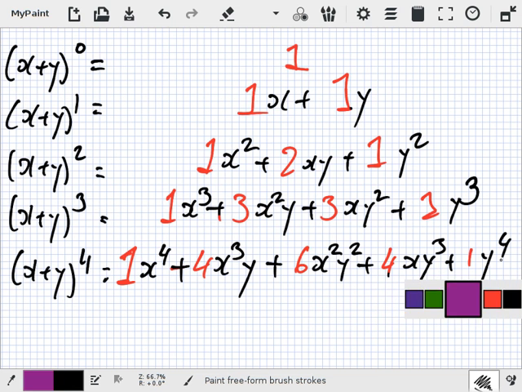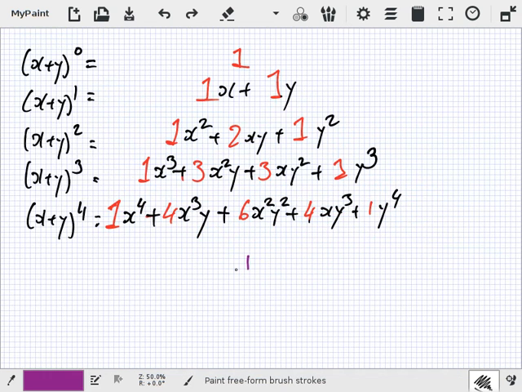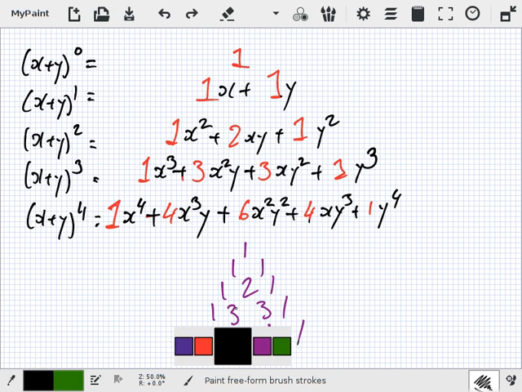Okay. Now, what I'm going to do is take all those coefficients and write them out separately. So I'll write them out like this: 1, 1, 1, 1, 2, 1, 1, 3, 3, 1, 1, 4, 6, 4, 1. So you can see there's a pattern emerging with the coefficients. For those of you who've seen it before, you'll notice that each number is the sum of the two above it. So how did I get the 3?